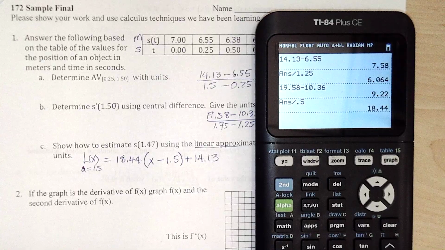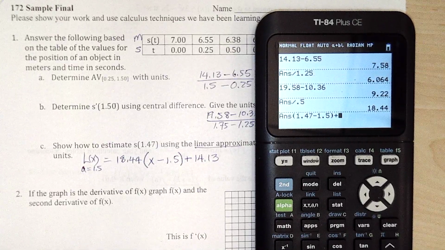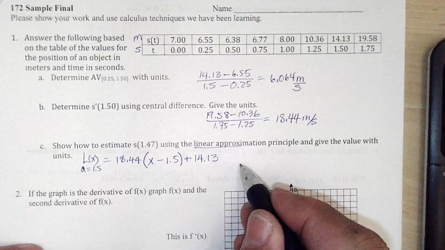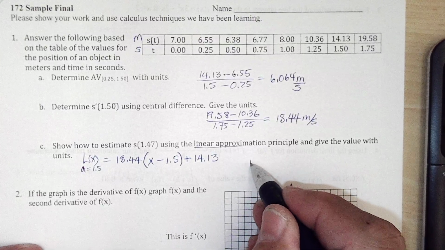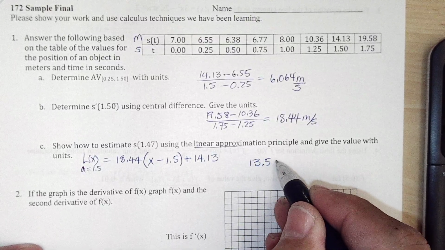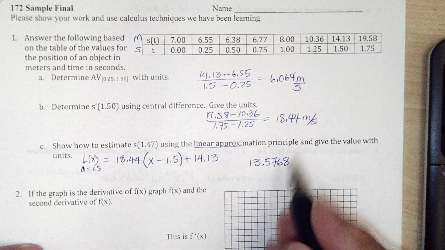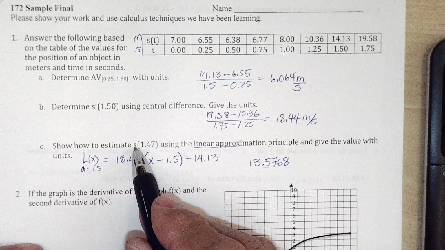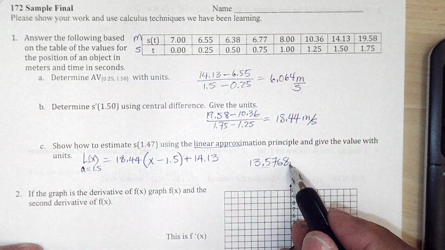And then we're going to find the answer to this with 1.47 in place of the x by doing my last answer times 1.47 minus 1.5, close parenthesis, plus 14.13, 13.578, but probably 13.58. And this would be a linear approximation of S, and S is in meters.